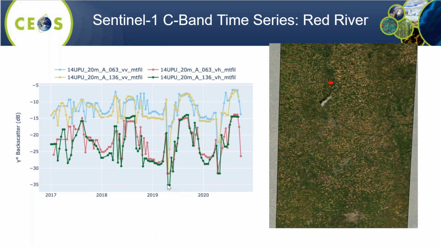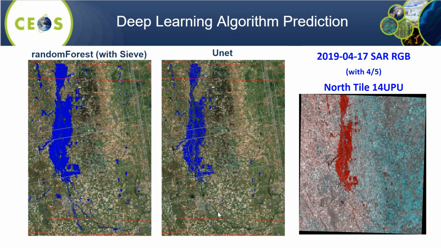And if you look at the 2019 and 2020 spring, as it's being pointed to, you can actually see when floods occurred, which is very common in the Red River of the North. Next slide. We've also taken this technology and we're applying AI algorithms. We're testing a couple of different types, a random forest as well as a deep learning algorithm, a UNet algorithm, to try to automatically pull out where the flood extents are.